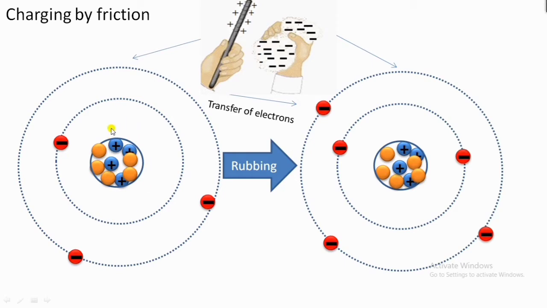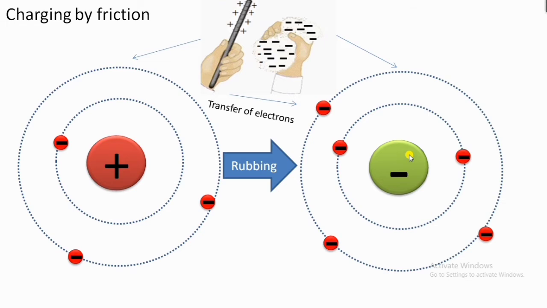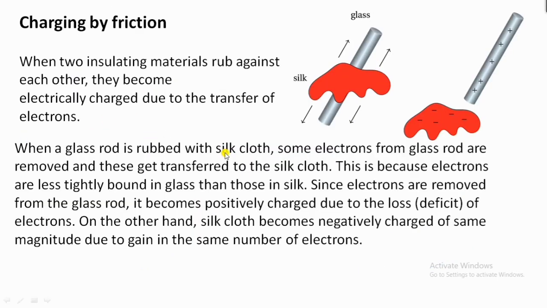Now here you can see there are more positive charges than negative charges. That means this glass rod is getting positively charged, and here we are getting one extra electron, that is, more negative charges than positive charges, so the silk cloth becomes negatively charged. So this is how we charge an object by friction. It happens due to the transfer of electrons from one object to another object.